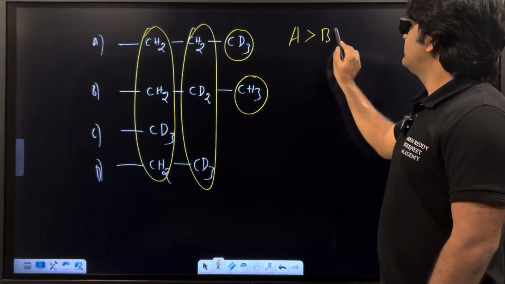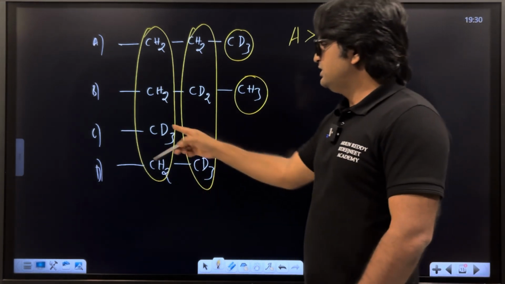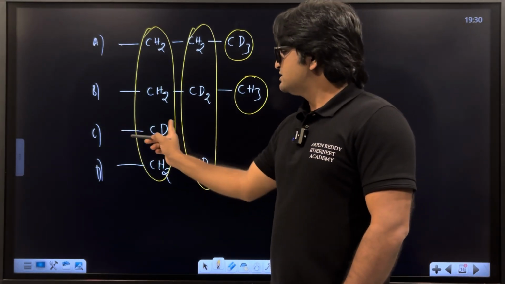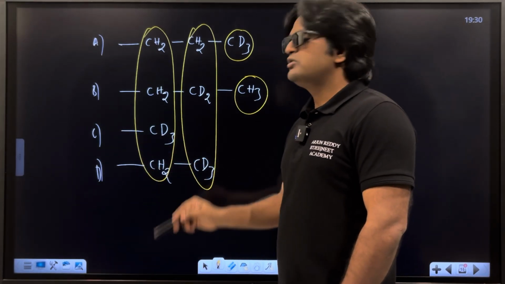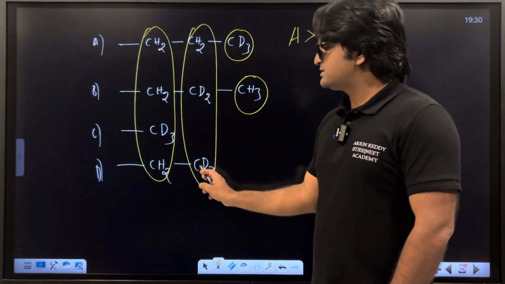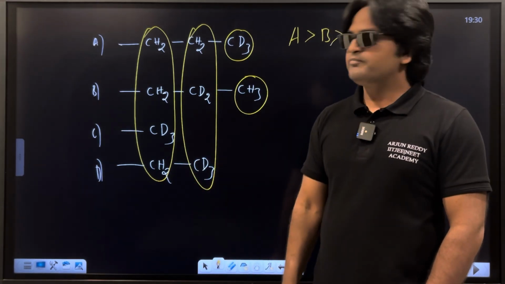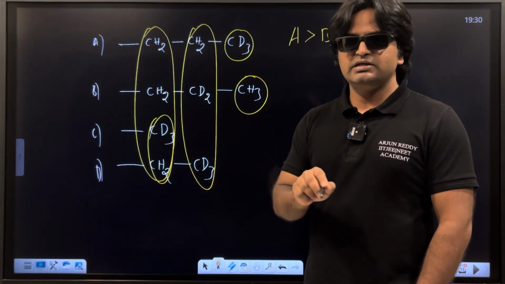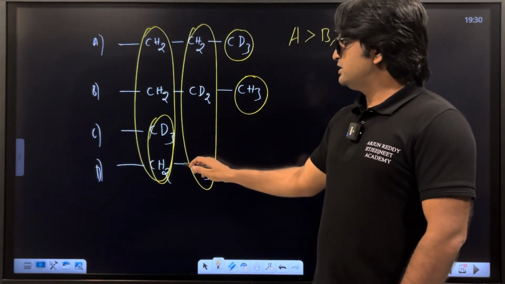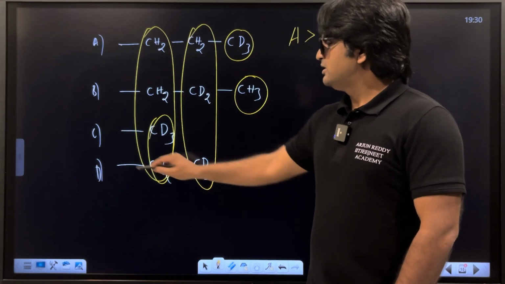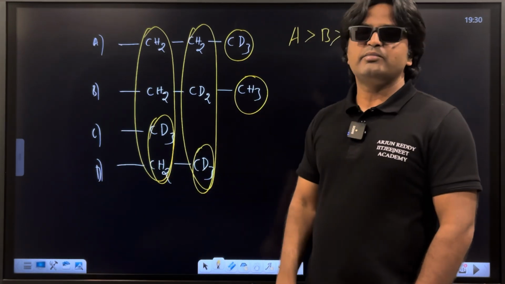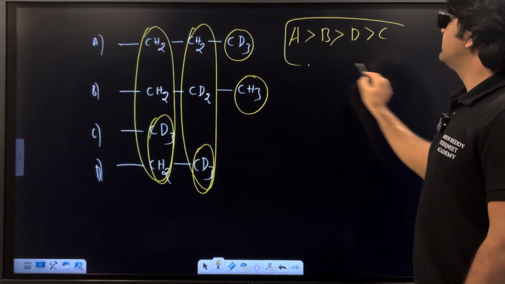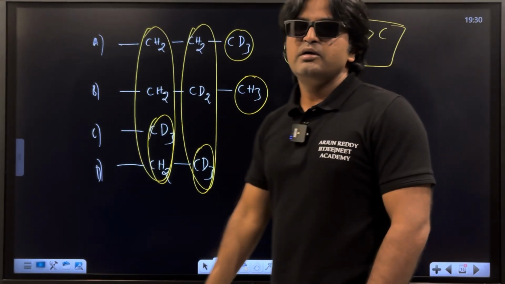Next priority is given to B. Next one, in case of C and D, which one gets higher priority? In case of C, CD3 is given, but here CH2 and CD3. There is a further extension in this carbon chain. Now don't stop here. First you compare between CD3 and CT3. Again there is extension in case of D. Now in case of D, there is another carbon atom. That's why priority should be given to D, and last priority is given to C.